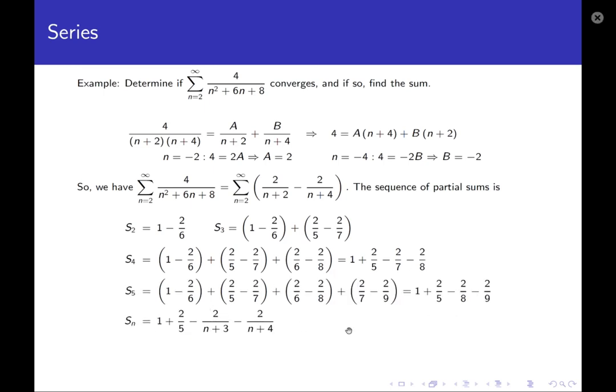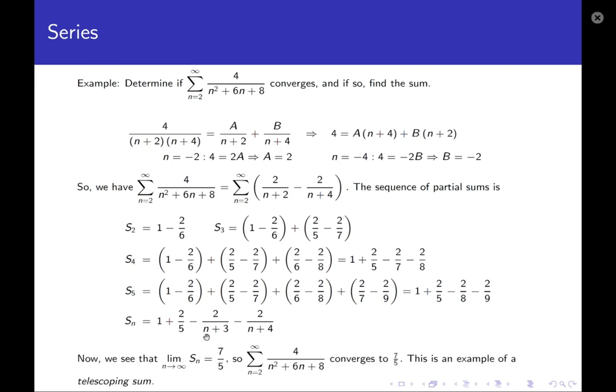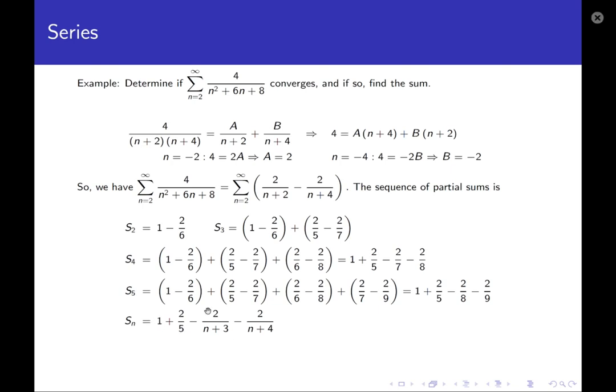Let's do one more. First term, again, should be a half. Second term, third term. Now when you plug in 5, 2 sevenths minus 2 ninths. Again, the 2 sixths goes away and the 2 sevenths go away. You're left with 1/2 plus 2 fifths minus 2 eighths minus 2 ninths. So in general, what's going on? Well, you always get the 1/2 and you always get the 2 fifths. That never went away.